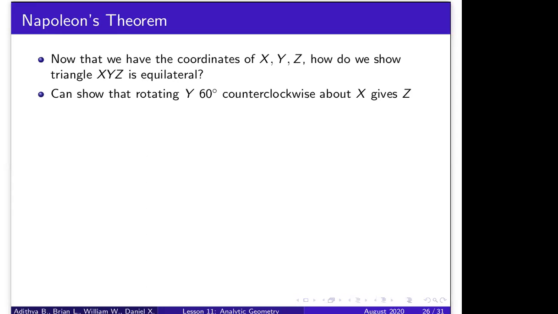Let me explain how to show that triangle XYZ is equilateral. So if we have a triangle XYZ, and now we rotate it 60 degrees counterclockwise around X. If we can show that Y goes to Z, that automatically implies the triangle is equilateral. The rotation tells you that XY equals XZ. And since the rotation is 60 degrees, we know that angle X is 60 degrees. An isosceles triangle with a 60-degree angle is equilateral.